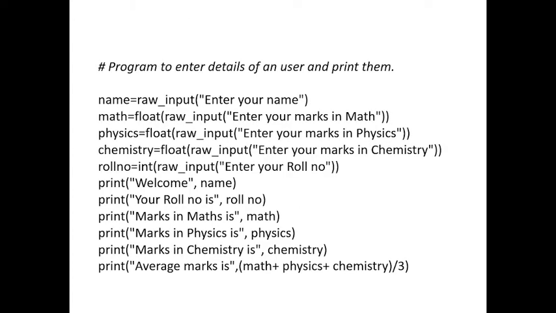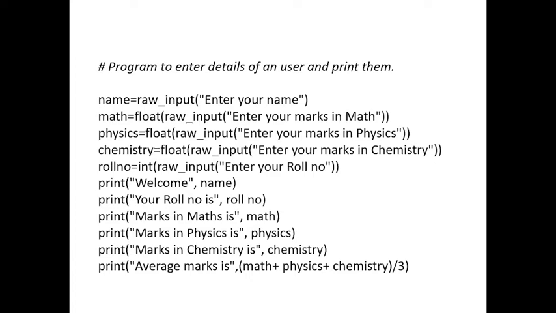Next, an example program is given: a program to enter the details of a user and print them. Name equal to raw underscore input, enter your name. Math equal to float of raw underscore input, enter your marks in math. Physics equal to float of raw underscore input, enter your marks in physics. Chemistry equal to float of raw underscore input, enter your marks in chemistry. Roll number equal to int of raw underscore input, enter your roll number.